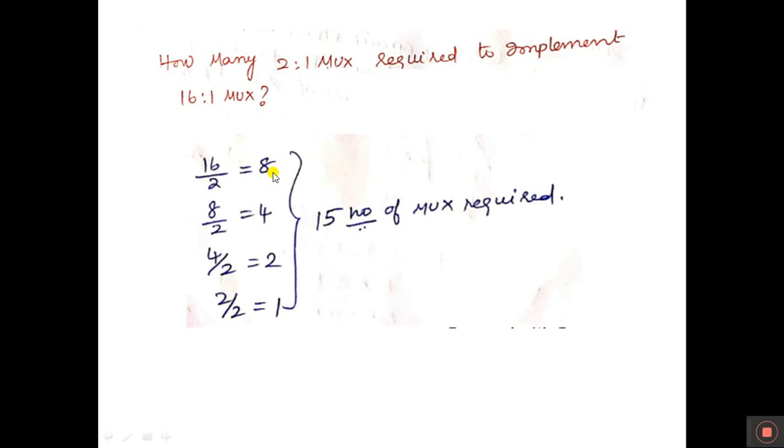Further again divide 8 by 2, 4. Divide again, 4 by 2, that is 2. Divide again by 2, we will get 1. We cannot divide further by 2. So you can count all these values: 8 plus 4 plus 2 plus 1. So 8 plus 4, 12, plus 2, 14, plus 1, 15. So totally 15 multiplexers are required to implement a 16:1 multiplexer using 2:1 mux.